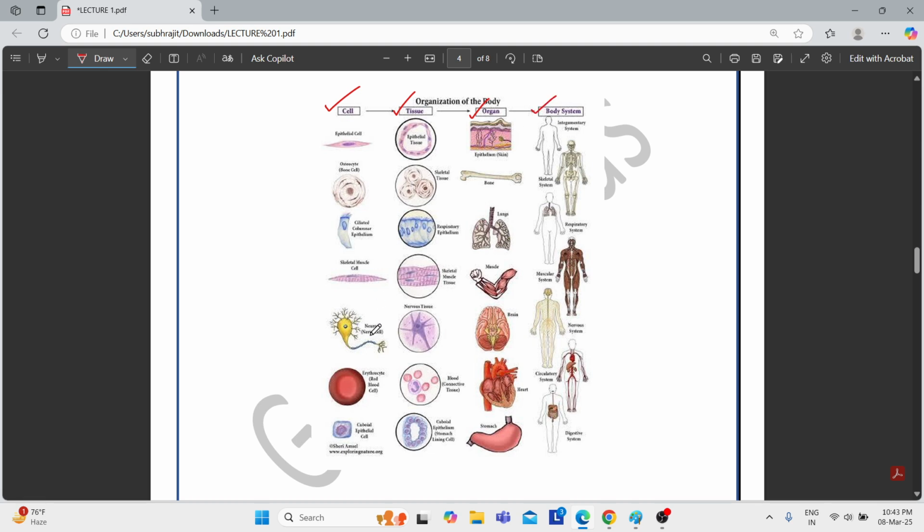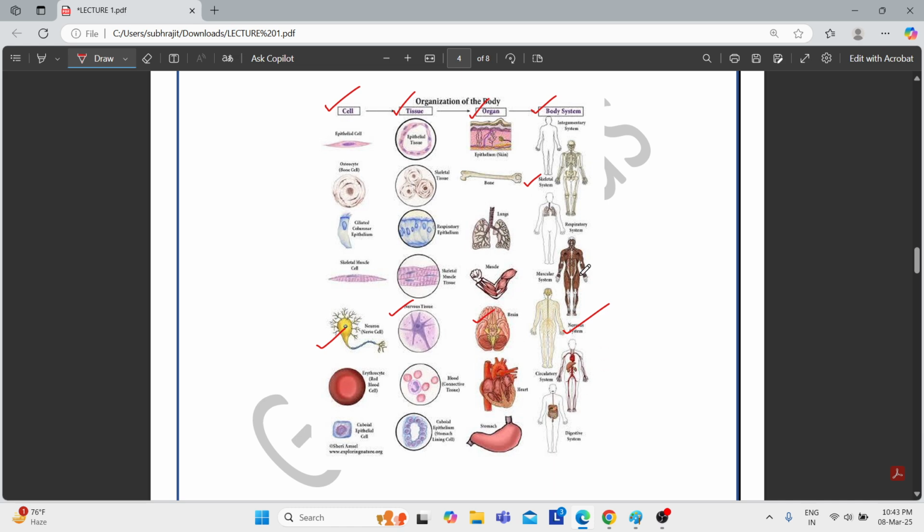For example, this is a nerve cell. Many nerve cells lead to the formation of nervous tissue. Nervous tissue forms a brain, and this brain is basically forming a nervous system. Another example, this bone cell. This bone cell forms skeletal tissue. The skeletal tissue forms a bone, and this bone ultimately forms a skeletal system.